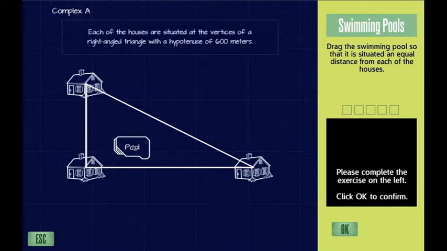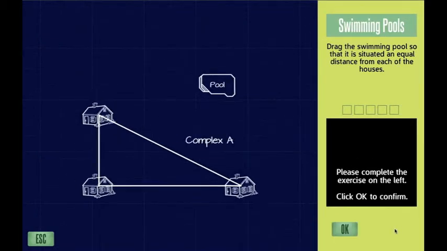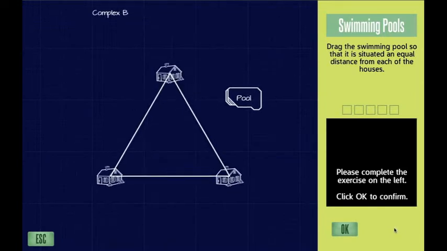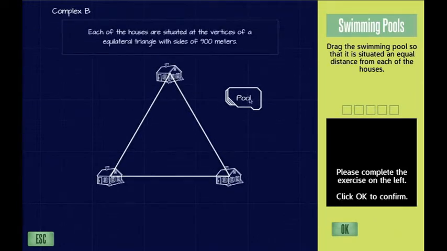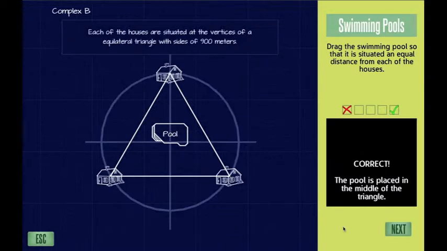Click and drag on the swimming pool to place it within the complex. A correct answer will display an overlay that demonstrates the pool's position. Drag the swimming pool to be equal distances between each of the points on the triangle. An incorrect answer will pop up an error message, and you will be allowed up to 5 attempts to solve this puzzle.